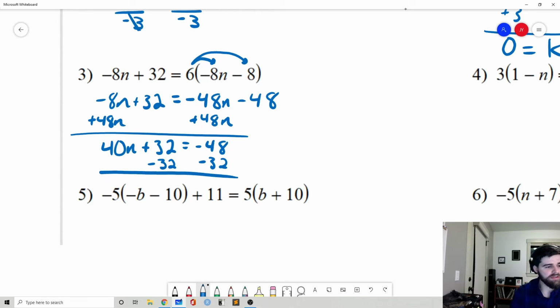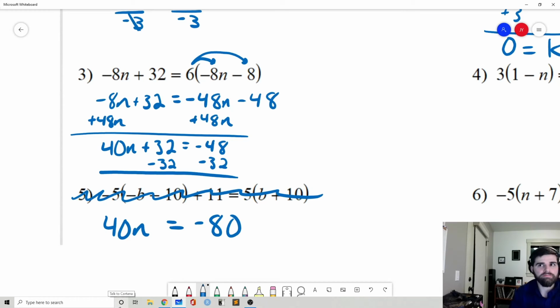I'm going to run out of room here, but that's okay. All right, so I'm just going to jump down here. Let's just ignore this. All right, I got negative 48 minus 32. So it's going to be negative 50 plus 30 more, so negative 80. Just double check my math there. Yeah. All right, so 40 n's equal to negative 80.